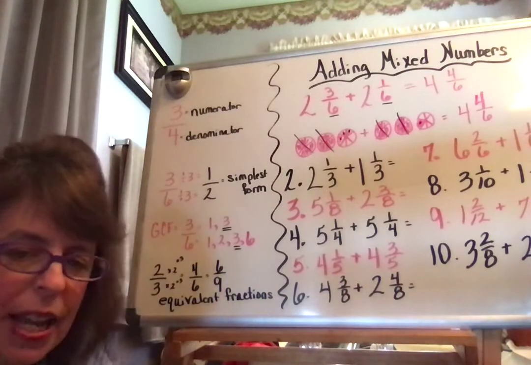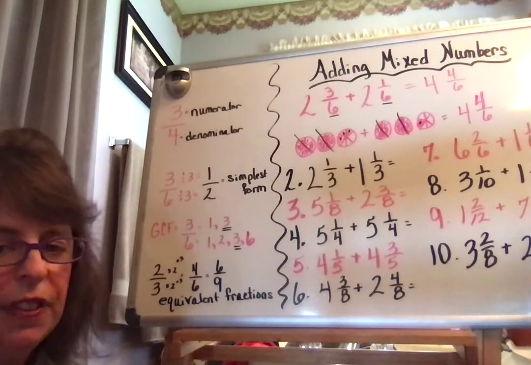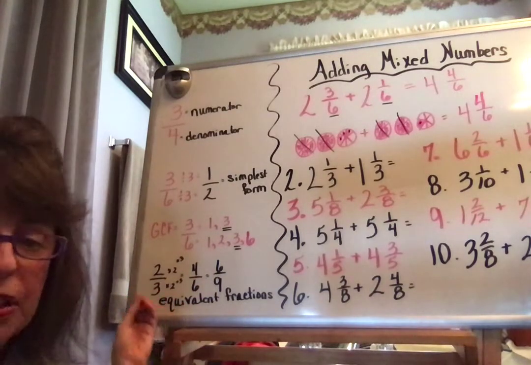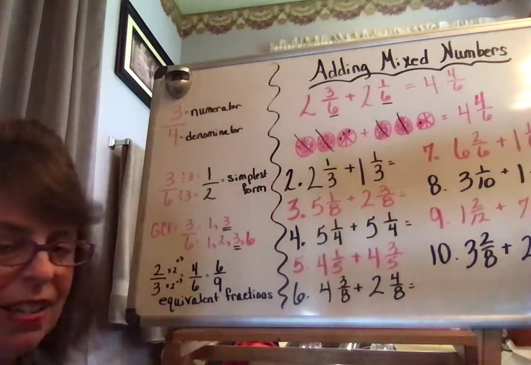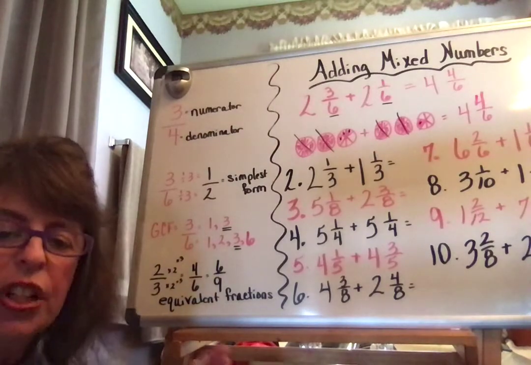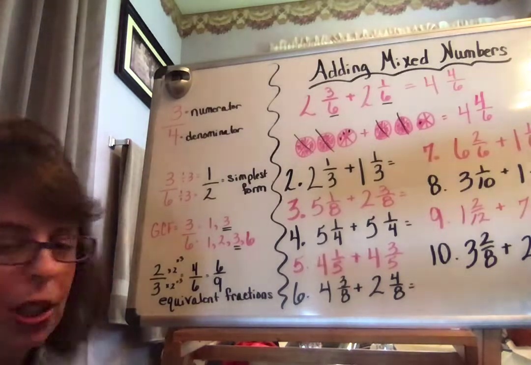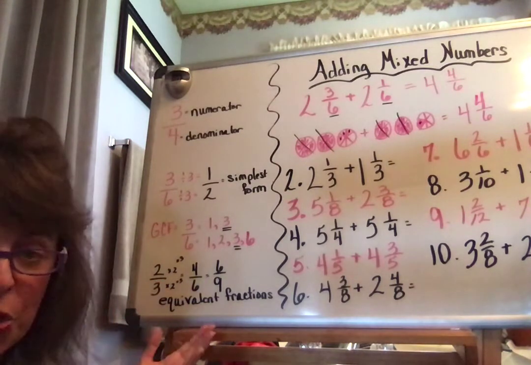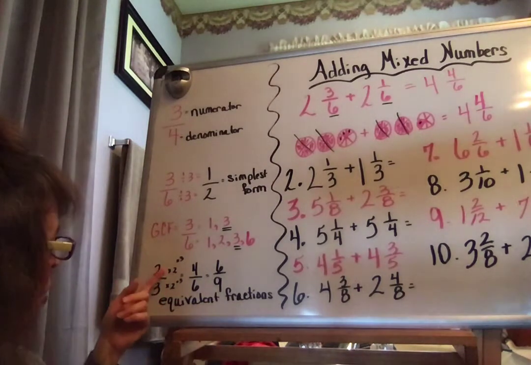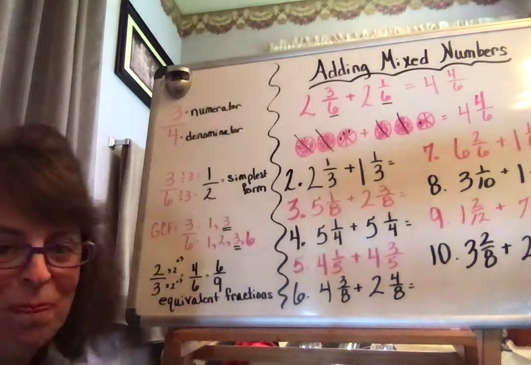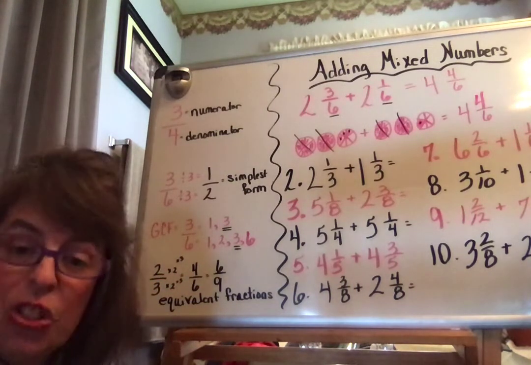Okay, now let's go down and remember equivalent fractions. Remember what I said: when you have equivalent fractions, take your fraction that already is in simplest form, and I said don't go higher than 3. So you're going to take the fraction and multiply the numerator and the denominator by 2. 2/3 multiplied by 2: 2 times 2 is 4, 3 times 2 is 6. 4/6 is equivalent to 2/3.